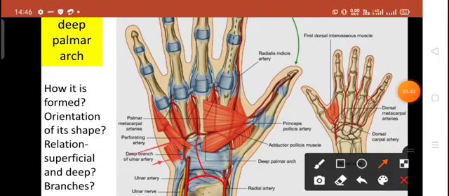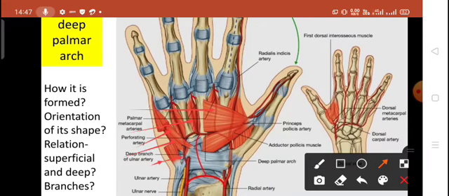From the deep palmar arch, three palmar metacarpal arteries arise. You can see here, they are branches from the deep palmar arch. These three palmar metacarpal arteries run forward and anastomose with the common digital branches of the superficial palmar arch.